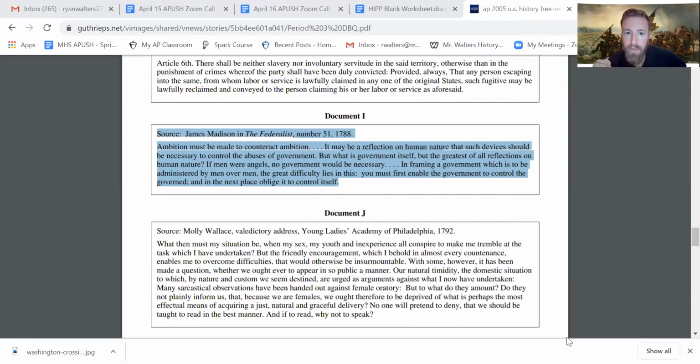Ambition must be made to counteract ambition. It may be a reflection on human nature that such devices should be necessary to control the abuses of government. But what is government itself but a greatest of all reflections on human nature? If men were angels, no government would be necessary. If framing a government which is to be administered by men over men, the great difficulty lies in this. You must first enable the government to control the governed, and in the next place, oblige it to control itself.